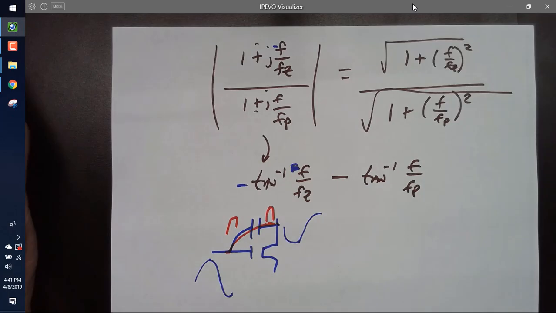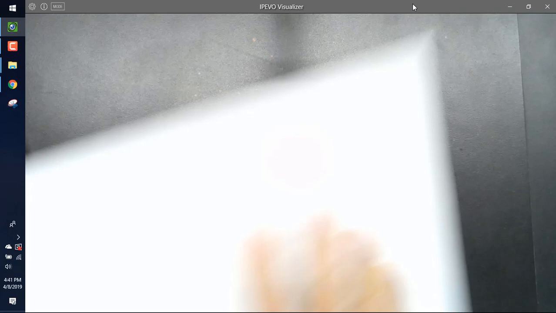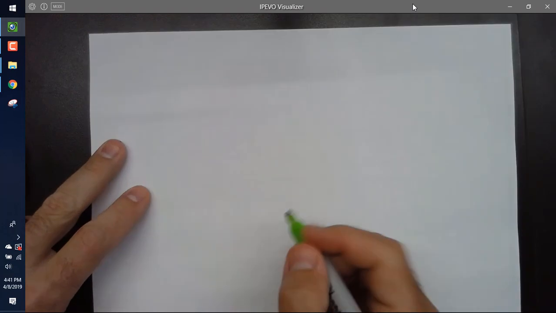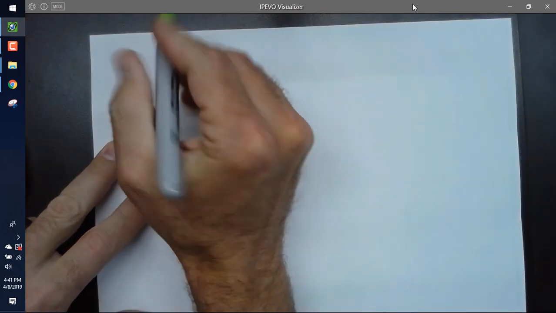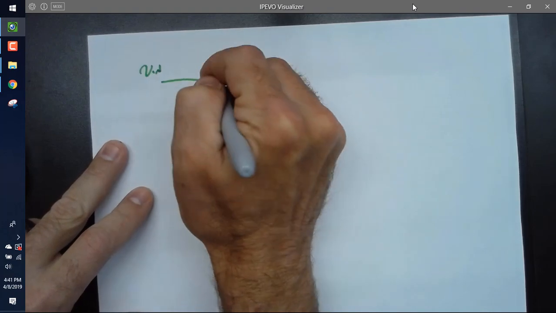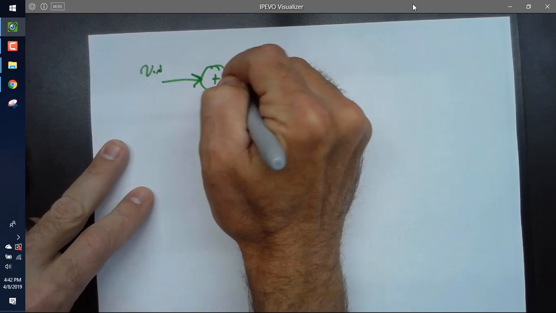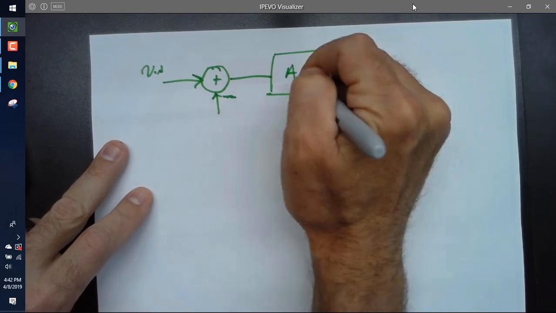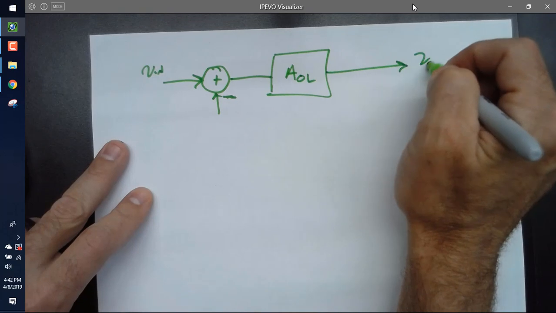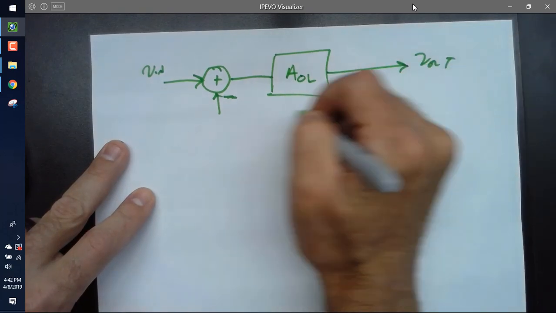Okay, so we're going to do a real quick controls. Anybody taking controls? All right, you're probably using G and H. I'm going to use AOL and beta, but they're the same thing. Here's your input we'll call VN, and then here's the subtractor, your negative feedback. Here's your forward gain, which I'll call AOL, open loop gain. Here's your output, and here's your feedback factor, beta.